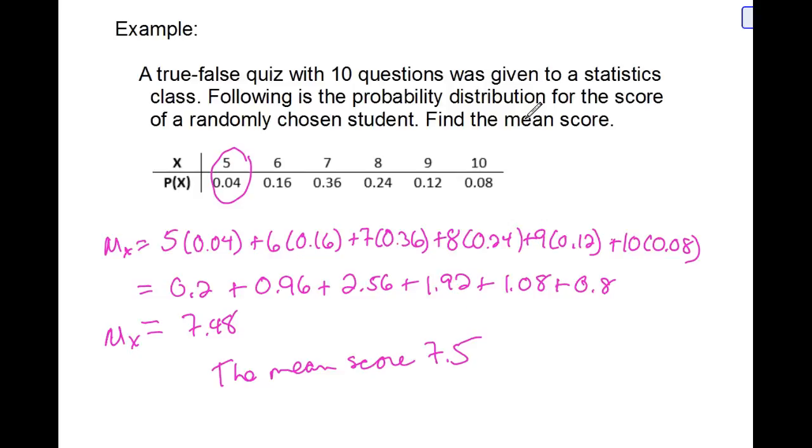So try some problems with probability distribution histograms and finding the mean of these probability distributions, and let me know if you have any questions.